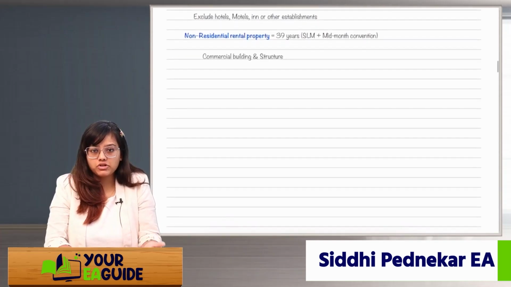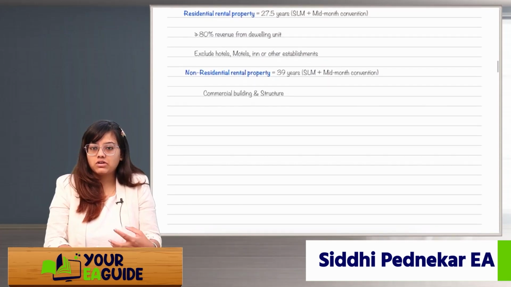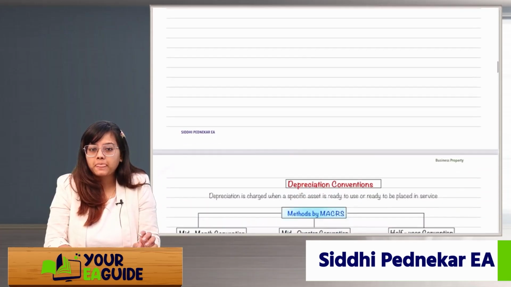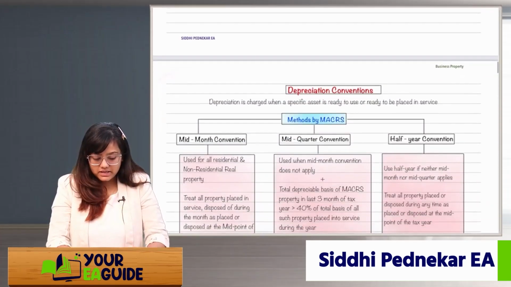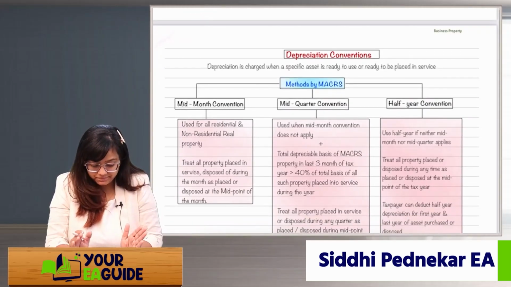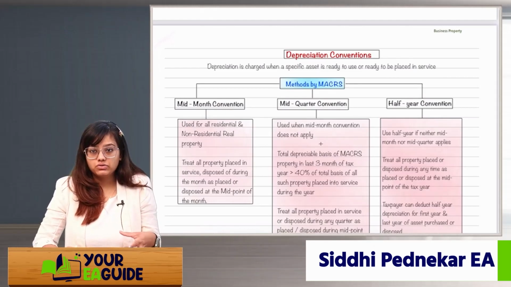Non-residential is simply the commercial buildings and structures, right, which are used by offices or rented out to any of the organizations. Okay. Let's start the next topic, which is depreciation convention. See, depreciation is charged when a specific asset is ready to use and is placed in service.